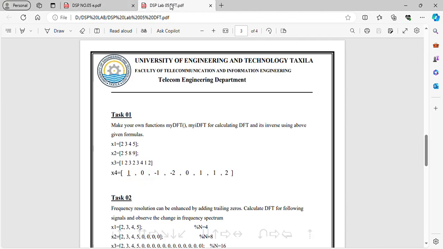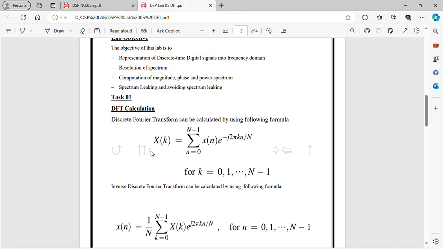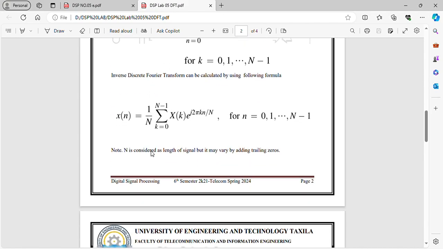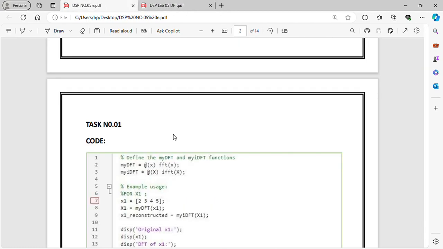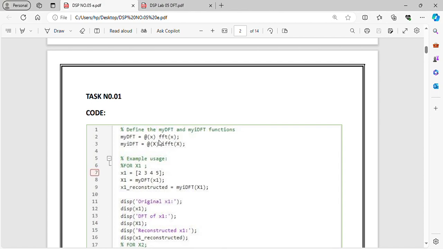In task number 1, which is to make your own discrete Fourier transform and inverse discrete Fourier transform for calculating the discrete Fourier transform and its inverse using the above given formulas. This is the formula, and here are some values x1, x2, x3 and x4. Now rewrite the code in MATLAB, where my discrete Fourier transform is given as this and my inverse discrete Fourier transform is given as this.